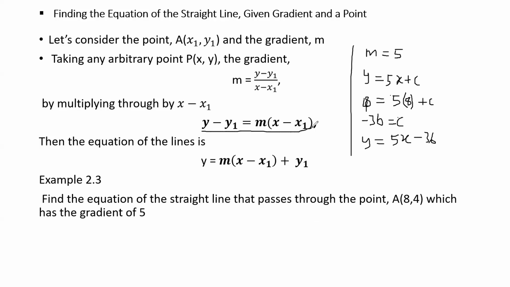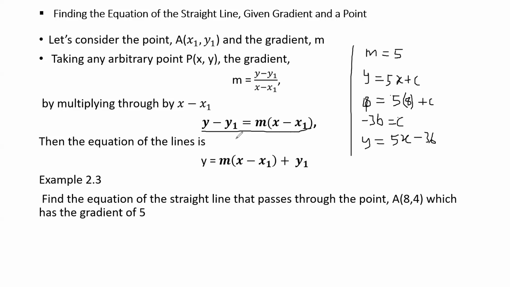y1 is the point y given here, 4. x1 is the 8. The arbitrary point will be now x and y. Go straight forward. This is what you will come by, and you get the equation straight forward. Are you okay with that?